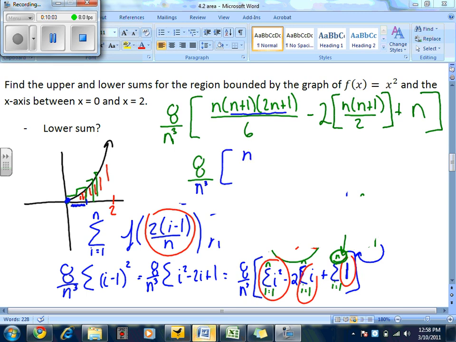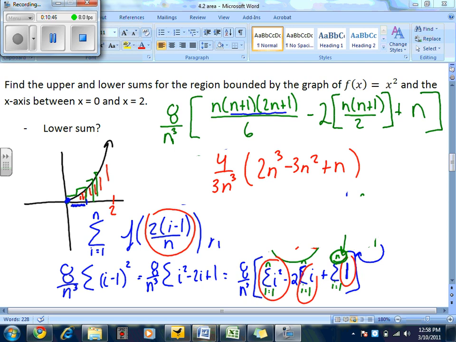I got n cubed after I expanded everything out. I got n times (n plus 1) times (2n plus 1) over 6. If you're watching this video, you might want to stop and figure out how that happened. Sorry, I was looking at the wrong thing. I was looking at the next thing we're doing. After I simplify all this, I got 4 over 3n cubed times (2n cubed minus 3n squared plus n). All I did is FOIL stuff out, get common denominators, and then stuff canceled out.